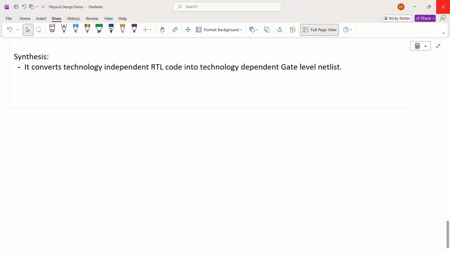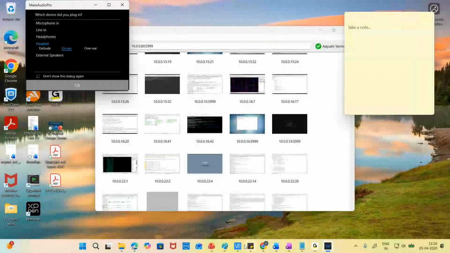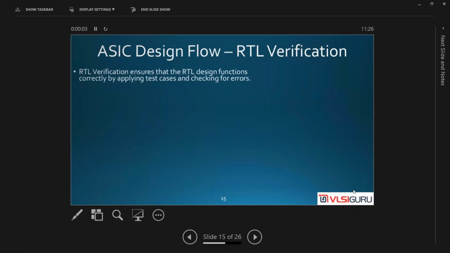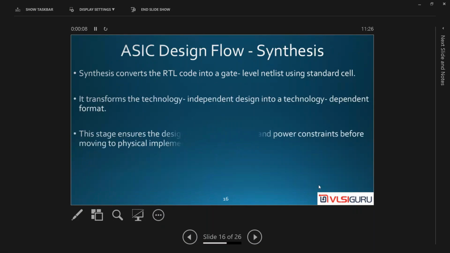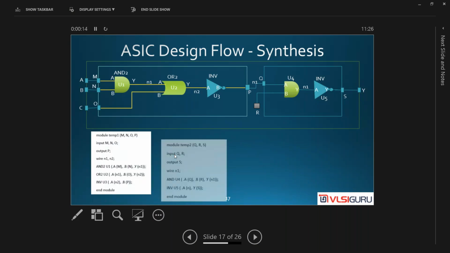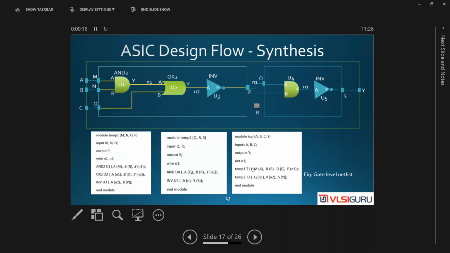I'll give you an example here. RTL is verified. Now see here. So this is how your gate level netlist will look like, right? You're able to see it, right? It's clearly visible, right, from behind.